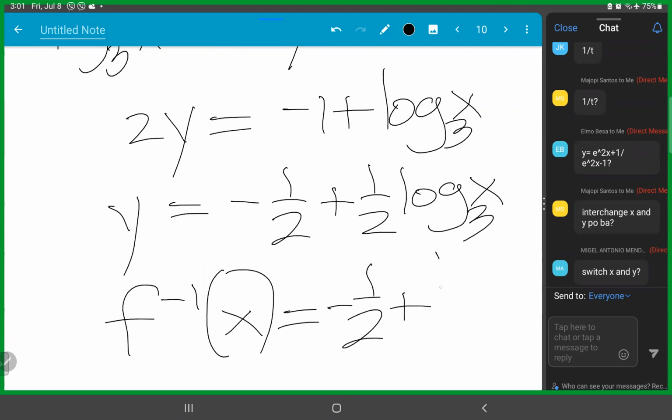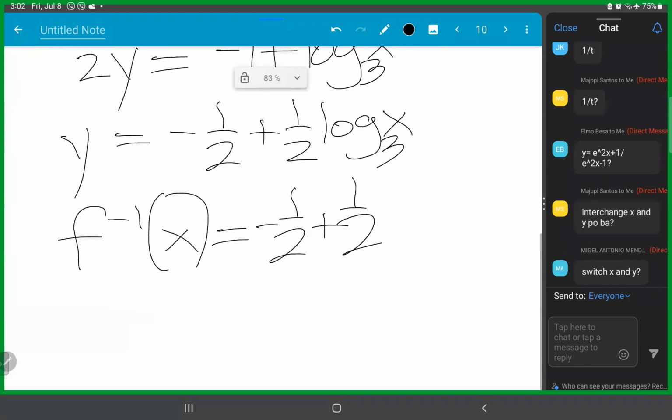Sensya na sa handwriting, ang hirap magsulat sa tablet minsan. Tapos sensitive yung screen pag nahawakan ng palm, no?